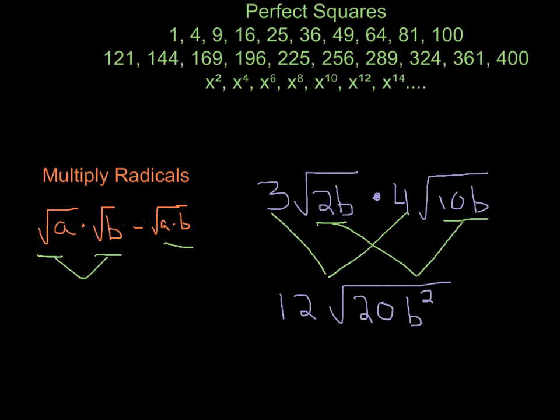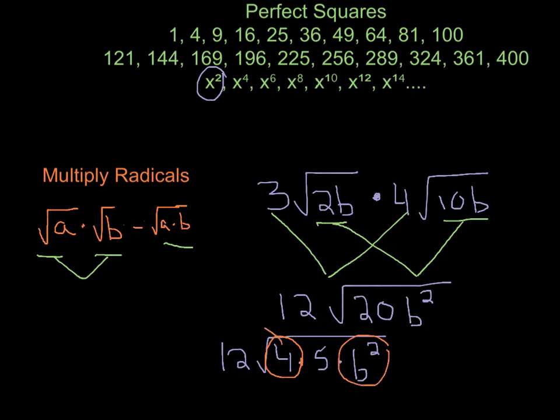So how can we break apart 20 into factors where one of them is a perfect square? See, 12 out in front. 20 can break up into 4 times 5. And now b squared is already a perfect square because the exponent's even, so we don't break that apart at all. We just leave it as b squared. And now I circle my perfect squares. And remember, when you take the square root of them, they go out in front.